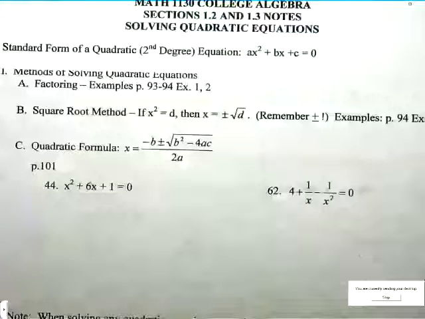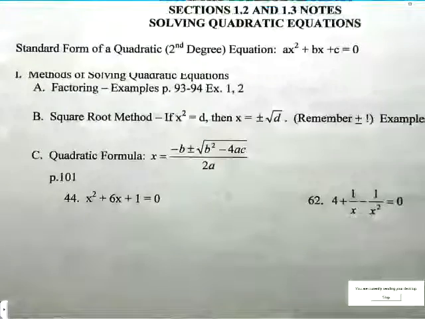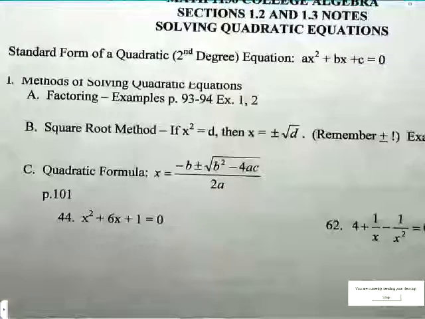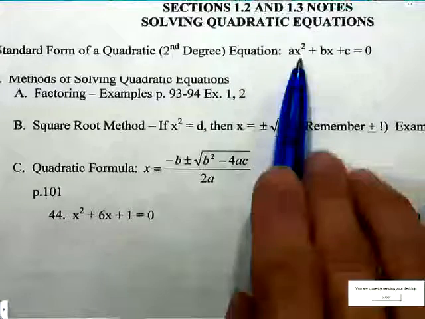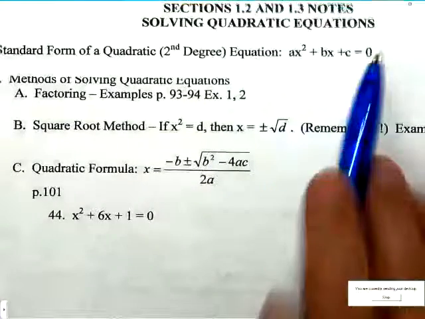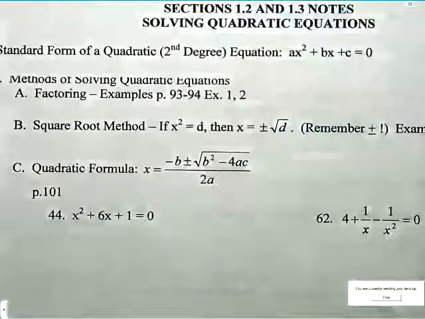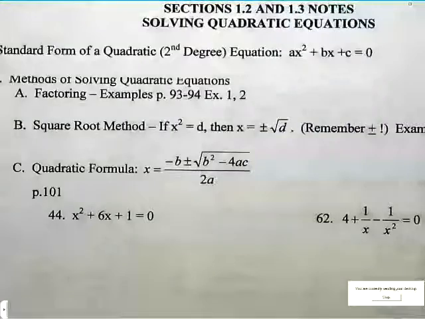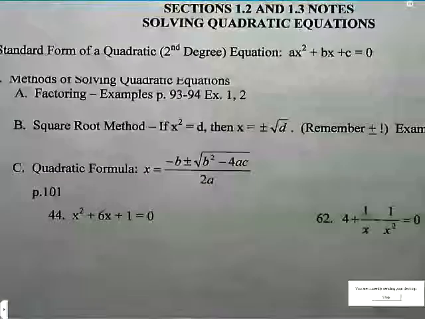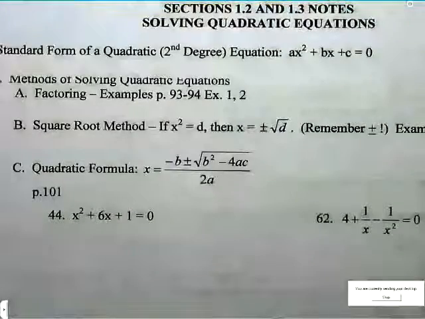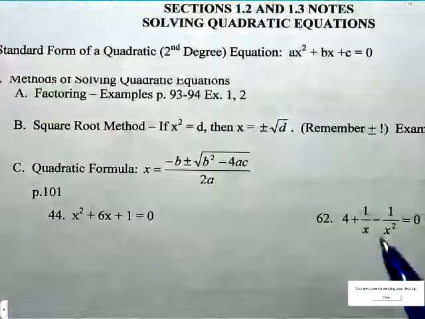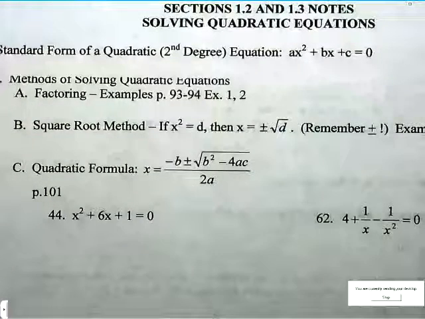You need to know that standard form of a quadratic equation is just to have it in descending order and set equal to 0. It doesn't matter which side your zero's on, but standard form is descending order and set equal to 0.